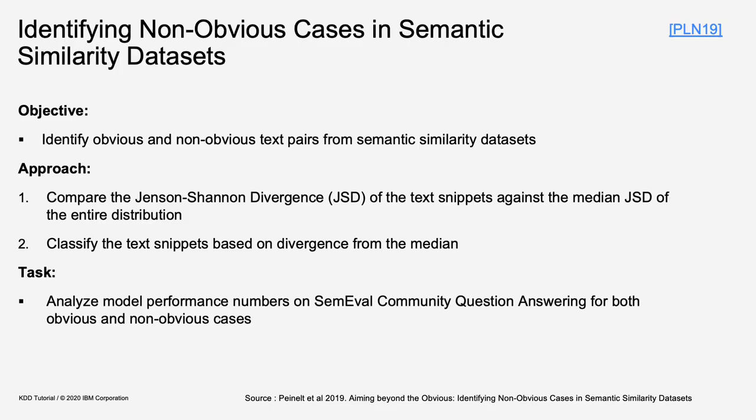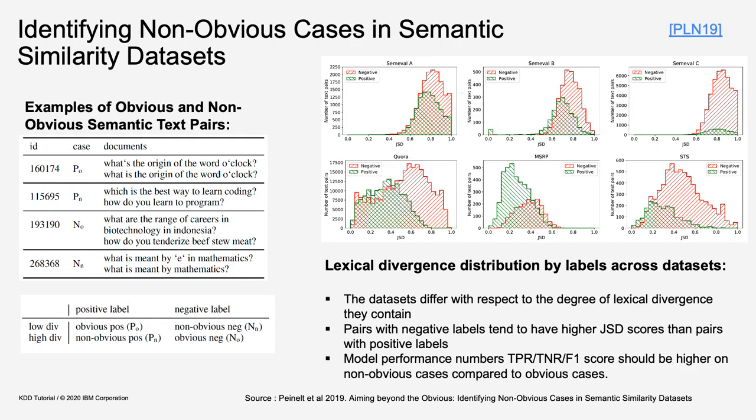The task they evaluate their approach on is the SemEval community question answering, where the objective is to rank relevant posts above irrelevant ones, given a text query. Some examples of obvious and non-obvious pairs are shown in the first figure. An obvious semantically positive text pair is "What's the origin of the word o'clock?" and "What is the origin of the word o'clock?" On the other hand, a non-obvious semantically positive text pair is "Which is the best way to learn coding?" and "How do you learn to program?"